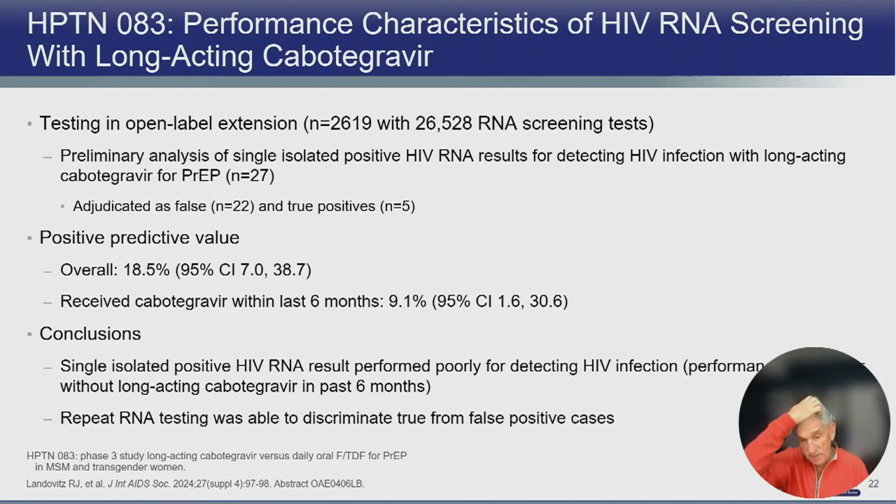So the conclusion is that a single isolated HIV RNA performed poorly for detecting HIV infection in the last 6 months. And even with qualitative and quantitative viral load RNA testing in patients on cabotegravir, you need 2 tests, not just 1. With oral, you can get away with 2 tests for antigen and antibody. With cabotegravir, with injectable, you need 2 viral load tests, RNA tests, to prove true positivity.